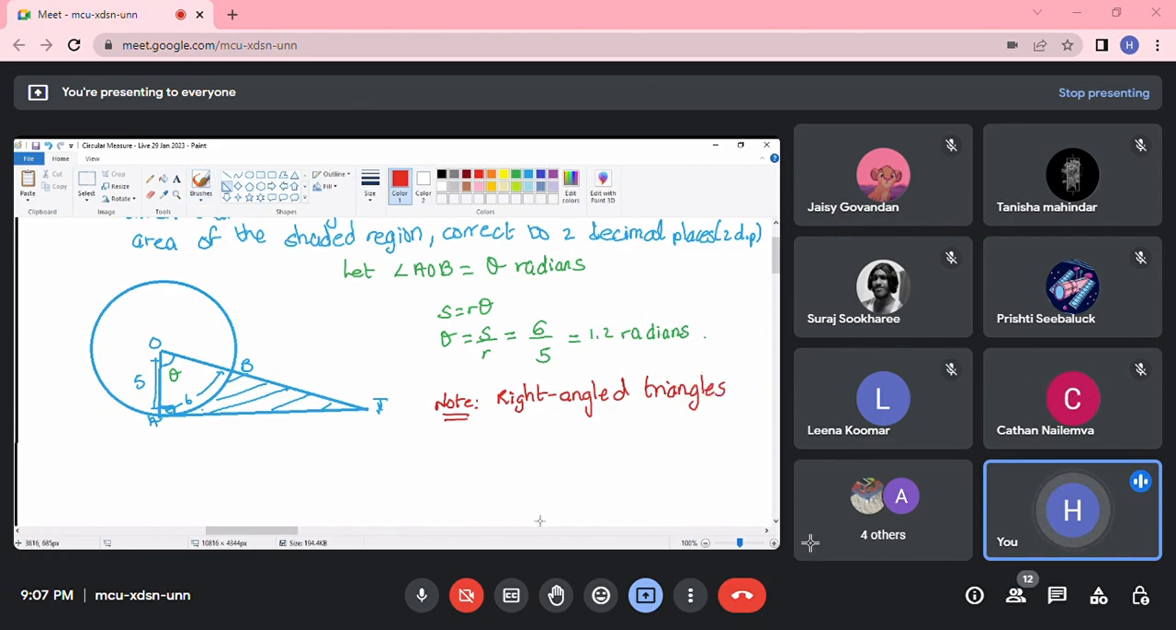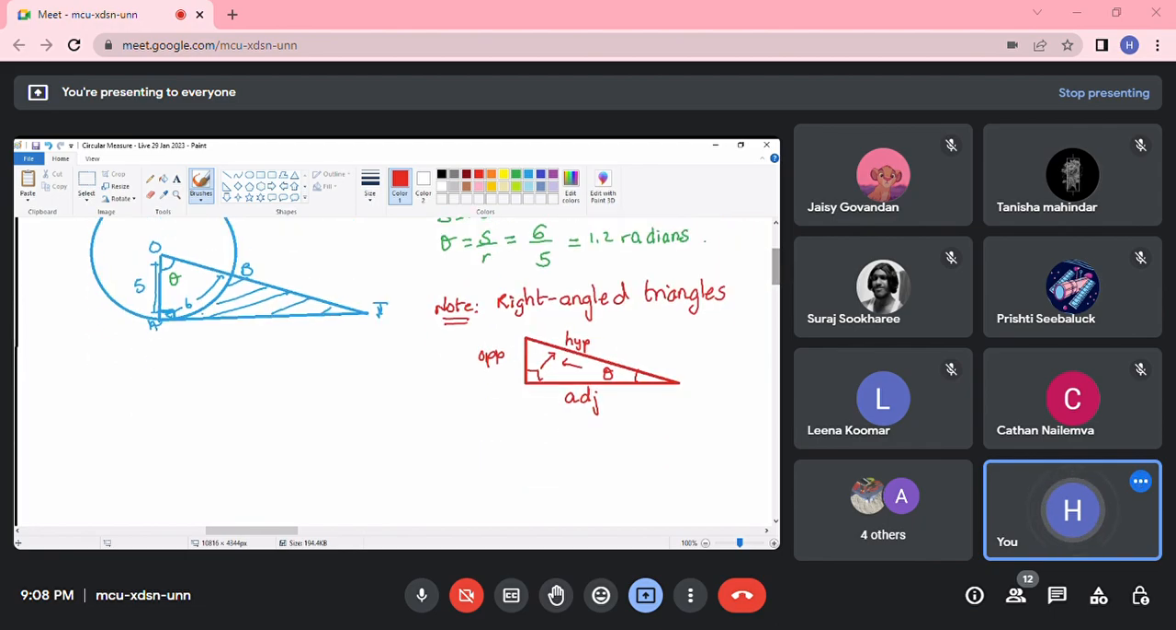So if I have a right angle triangle, this angle is theta. The side opposite to the angle theta is called the opposite side. The side opposite to the right angle is the hypotenuse. And the last one is called the adjacent.